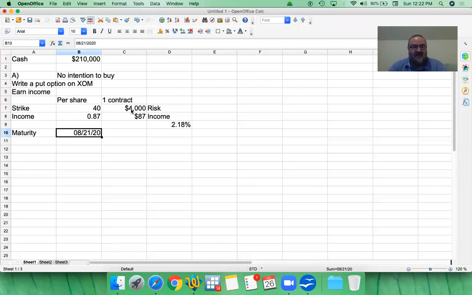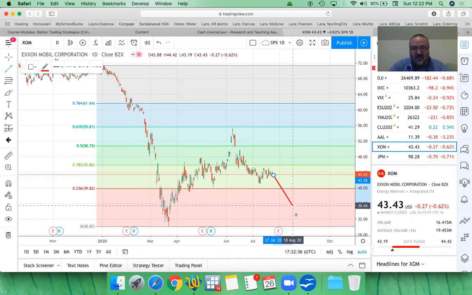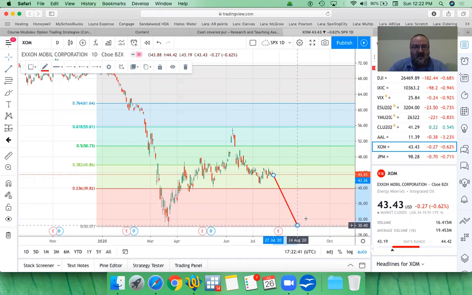Meaning, if Exxon were to go down, say right here to $30 again, I'll still buy it at 40, because my commitment by writing that cash covered put option is to buy it at $40. In a way, I'm writing an insurance contract for those investors who own Exxon, and I'm basically telling them I will buy their Exxon shares at $40, whatever the price is.